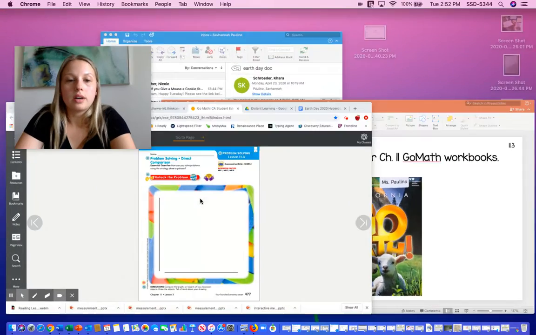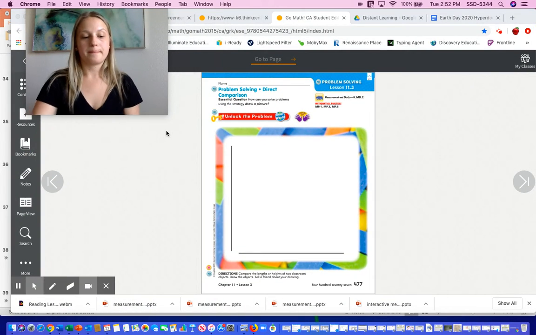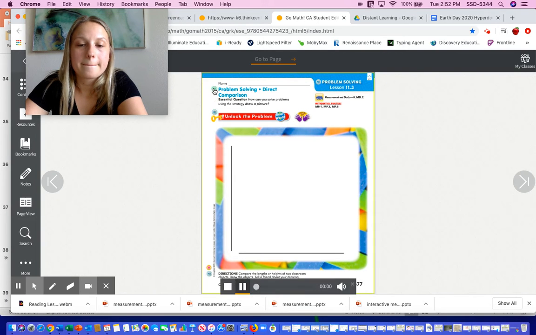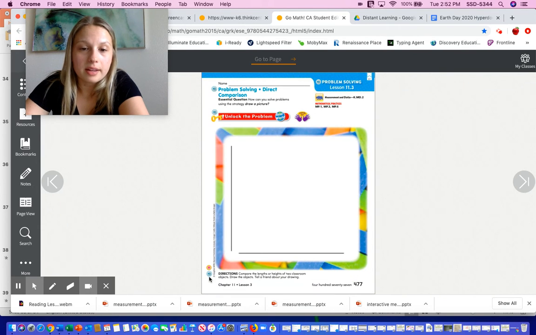All right. Okay, let's go ahead and open up our Go Math workbooks. And you should be on this page here. Okay. This is page 477, and it says, problem solving, direct comparison. Essential question. How can you solve problems using the strategy draw a picture? Okay, so we're going to be drawing a picture of different lengths of items. So our directions say to compare the lengths or heights of two classroom objects. Draw the objects. Tell a friend about your drawing.